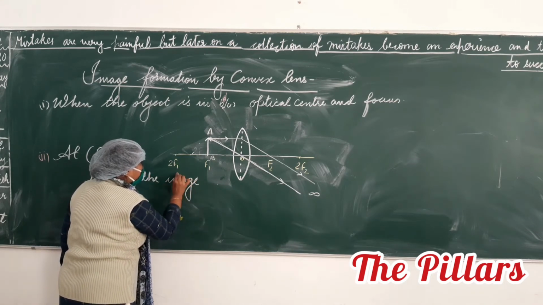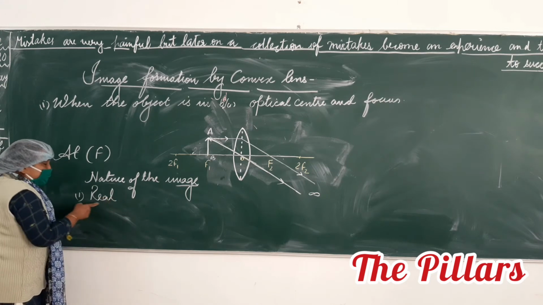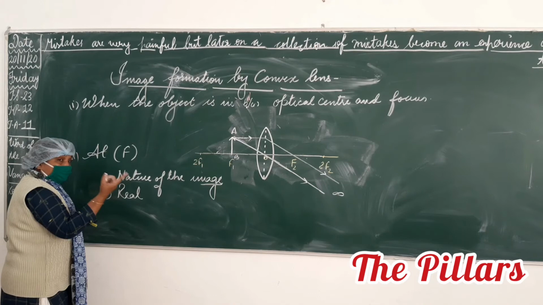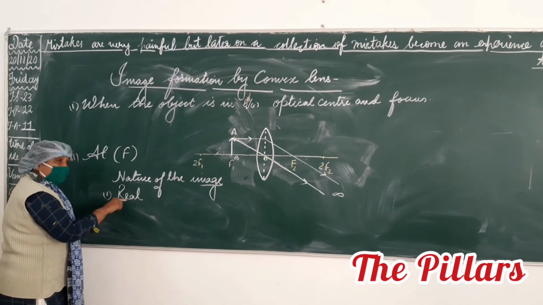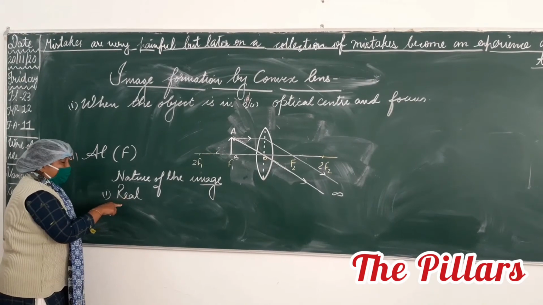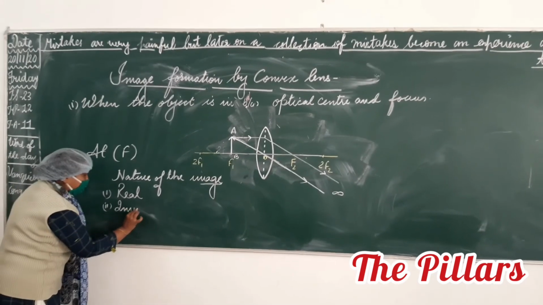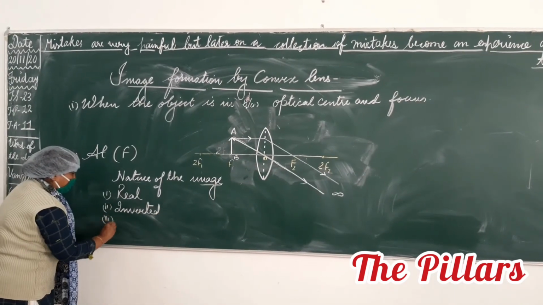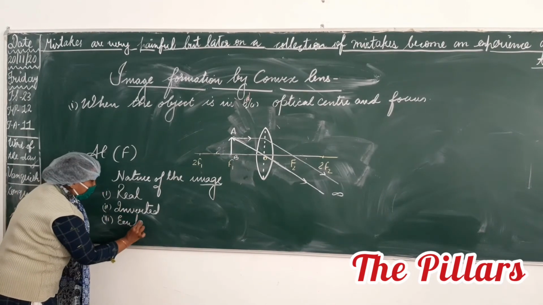What is the nature of the image? Number one, real. Why did you say real? Because it is behind the lens. Is it virtual or real? You said it is real. Straight or inverted? If real, then inverted. Very good. If real, then it is always inverted. And the third is size will be highly enlarged.